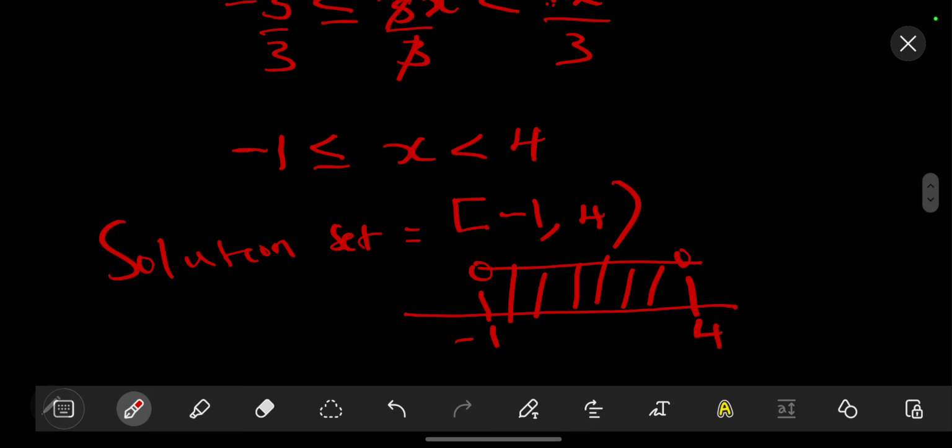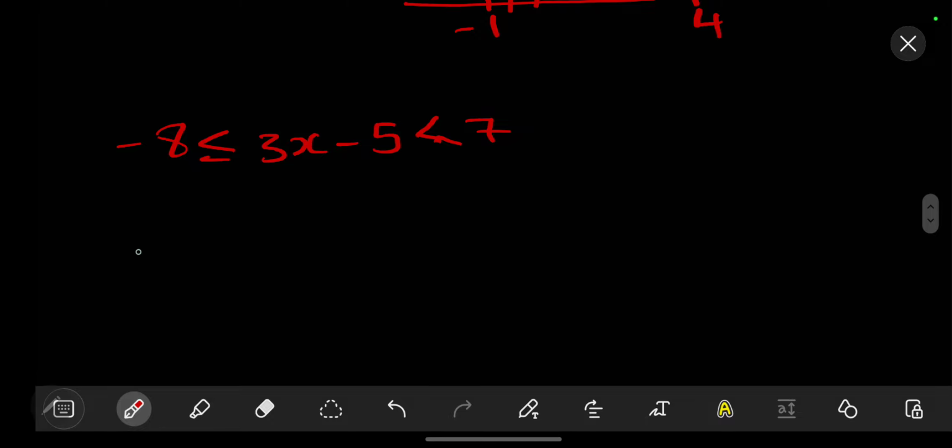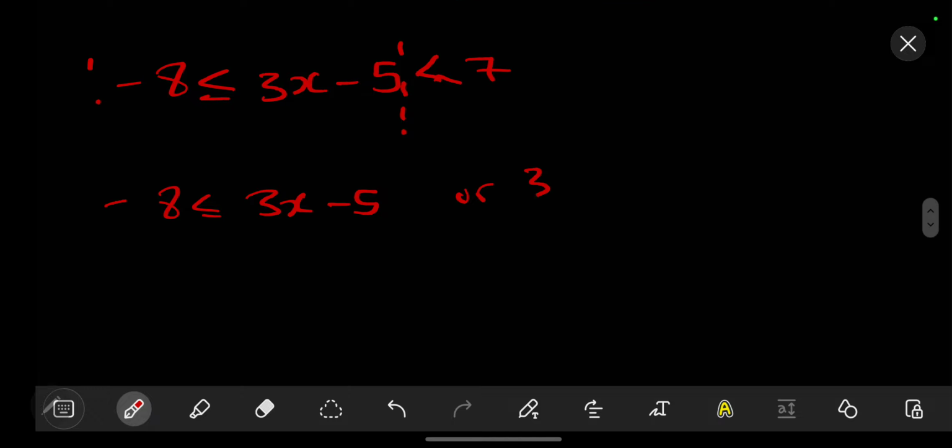If you are not comfortable with this way, you can isolate the problem by doing this. We can split this. First we say -8 is less than or equal to 3x minus 5. Then we also have our or. We can say 3x minus 5 should be less than 7. So we let this part of the inequality stand out first, then the other part we also let stand out. Then we can solve them separately.